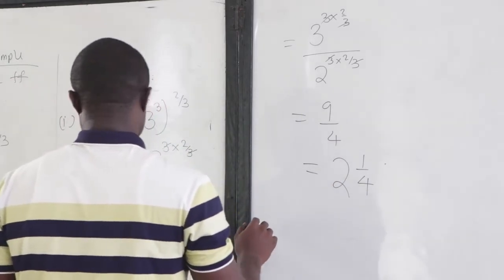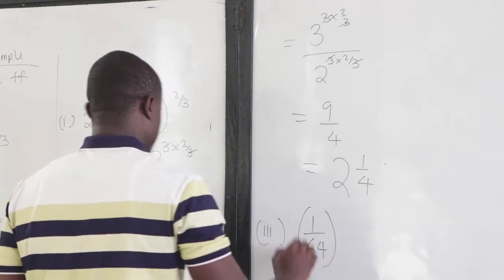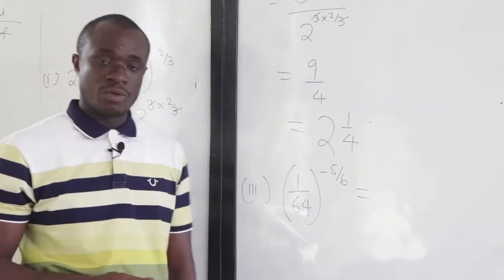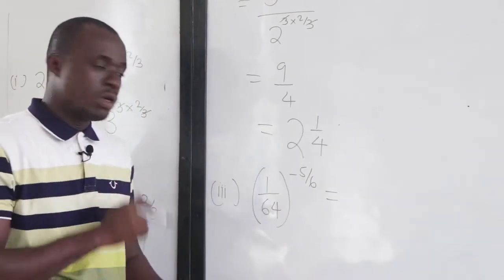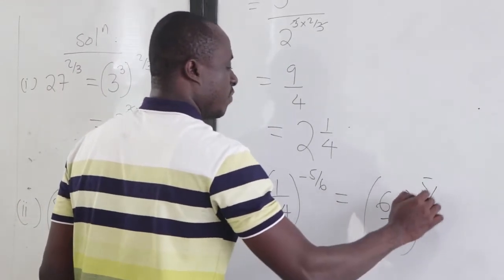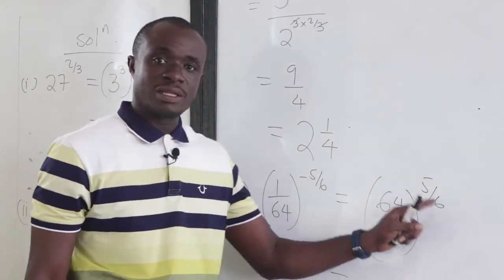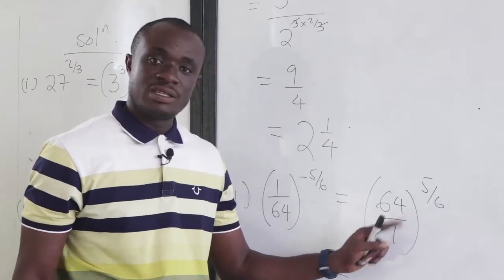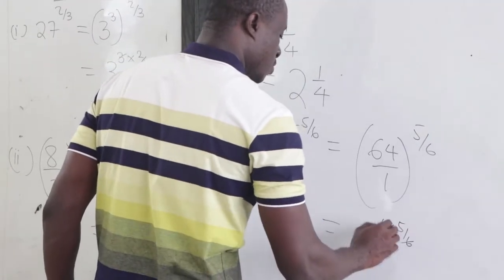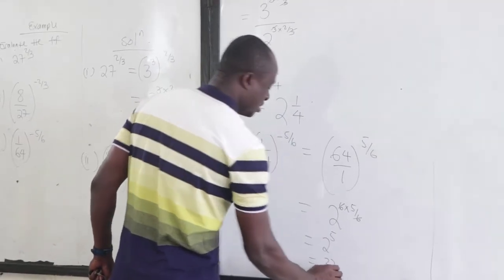Now let's see the third one. We have 1 over 64 all to the power negative 5 over 6. Because it's negative, what are we supposed to do? Reciprocate. So we have 64 over 1 all to the power 5 over 6. The negative goes away. Now this is 5 over 6, and something to the power 6 should give us 64. 2 to the power 6 is 64. So 2 to the power 6 times 5 over 6. This will cancel this. So we have 2 to the power 5. This is 32.